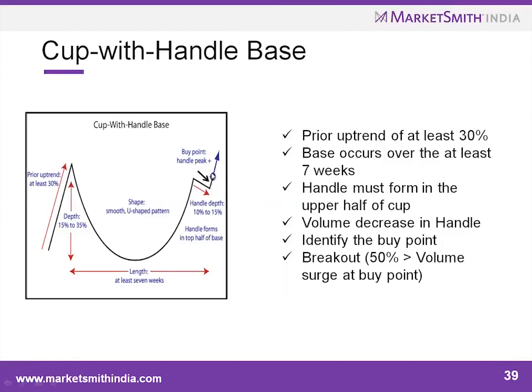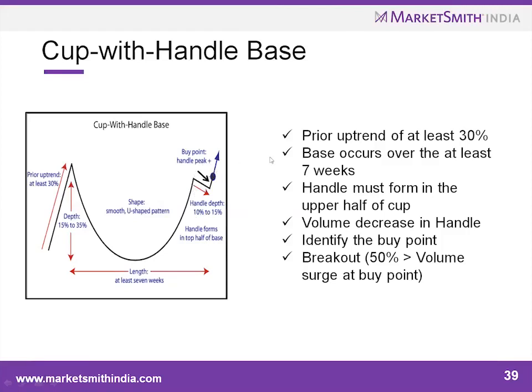This particular point is your pivot point, buy point, and this is where you are expected to buy the stock. The handle depth is again 10 to 15%. Here the depth is 15 to 35%, and the handle's depth should be 10 to 15%. That's a mild correction, we say. And the handle should form in the top half of the base.